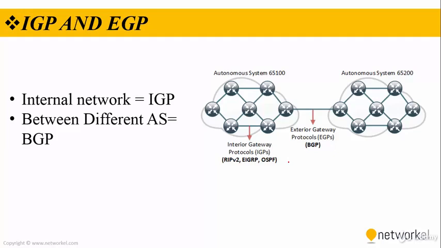Let's take a look at the IGPs and EGPs right now. IGPs support small, medium, and large scale organizations, but their scalability is limited. They can quickly converge the network. The most commonly used IGPs are EIGRP and OSPF. EGPs are used to exchange routes between different autonomous systems, and BGP is the only EGP used today. The main function of BGP is to exchange a large number of routes between different autonomous systems.